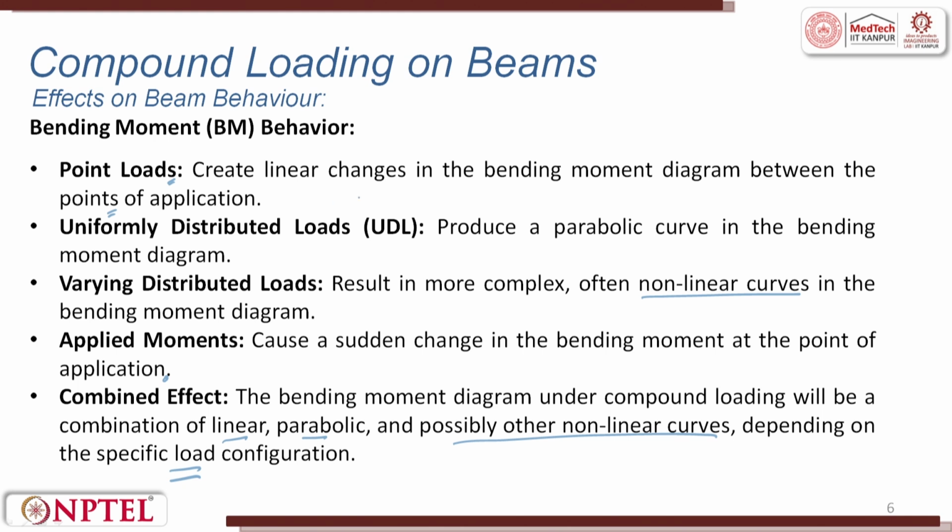So, a point load will be linear, a UDL will be parabolic. We saw this in the previous lectures. With a varying distributed load, you can have a linear combination, something non-linear. You can have something like this. An applied moment gives a sudden change in the bending moment at the point of application, and finally, the combined effect is a combination of all these things.